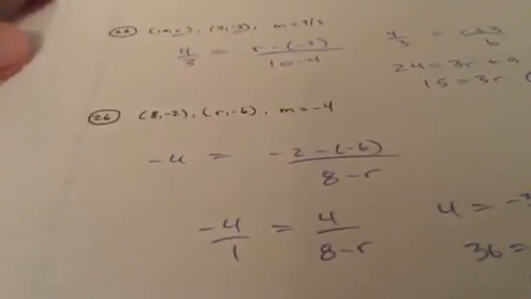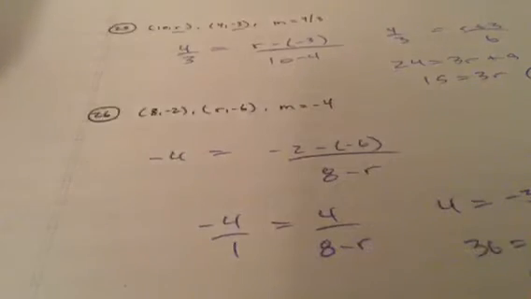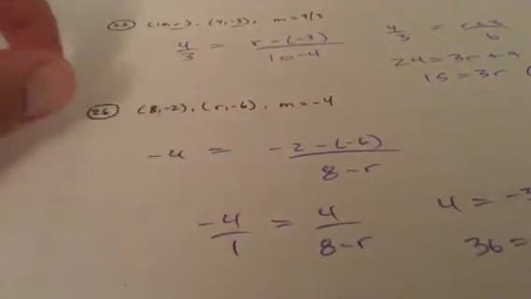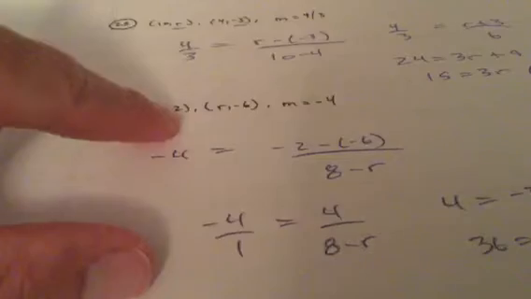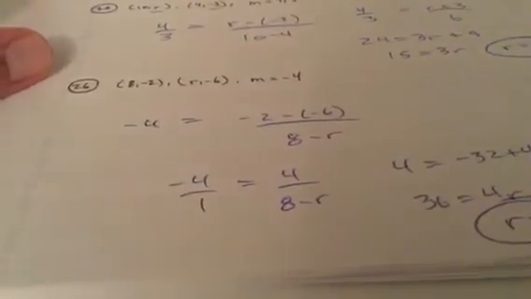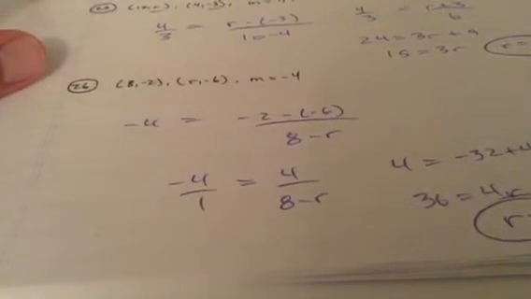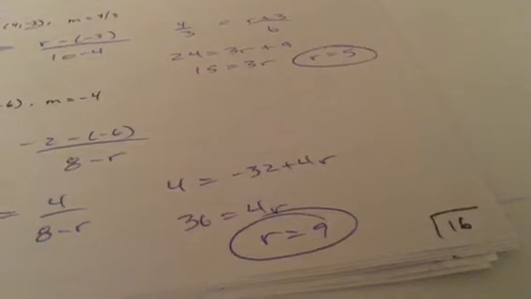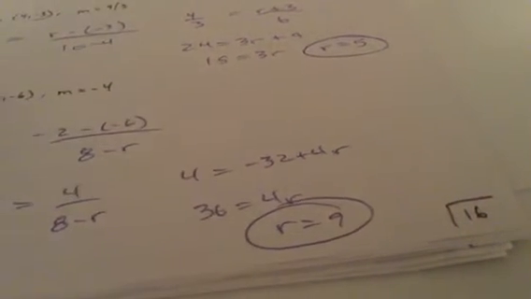Then on 26, this time r is an x, so -4, which is -4/1, is equal to the difference of the y's, -2 minus -6, over 8 minus r. -2 minus -6 is just 4 over 8 minus r. You're going to cross multiply. -4 is going to be multiplied by 8 and negative r, so r is going to become a positive 4. Then add 32, divide by 4. r is 9. All right, so then we got 2.4, which we're going to learn on Thursday.